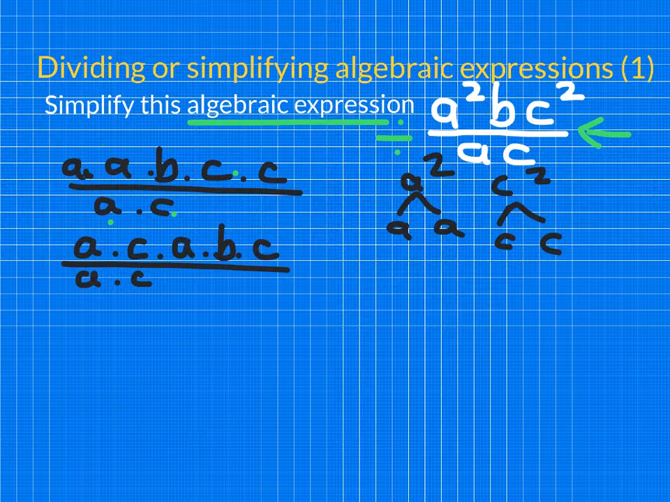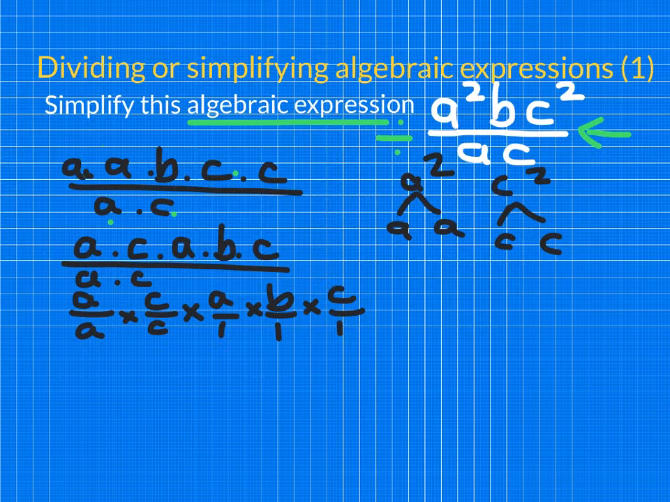Now we can split this fraction. So rather than having a single fraction, it can be written as lots of different fractions multiplied together. A times A, multiplied by C times C, multiplied by A, divided by nothing, which must be a 1, and B divided by seemingly nothing, which must be a 1, and C divided by 1. What that allows us to do is to start our simplification. A divided by A is 1, C divided by C is also 1, nothing else can be simplified.